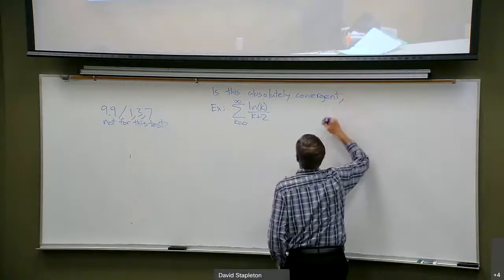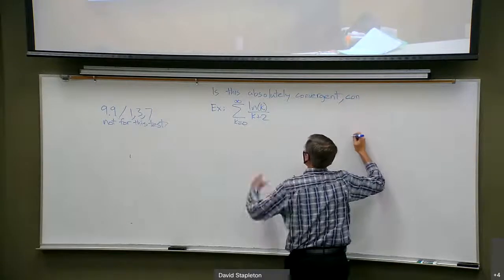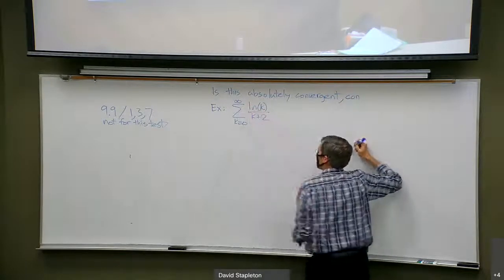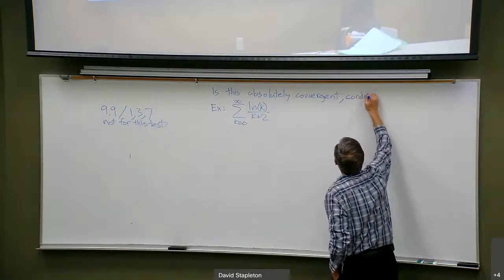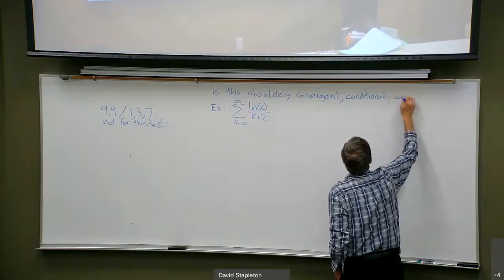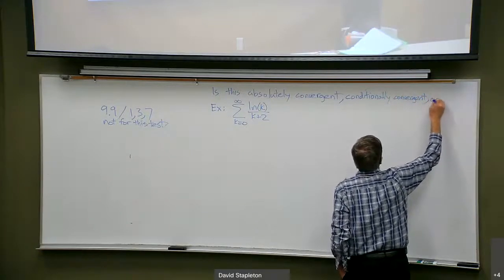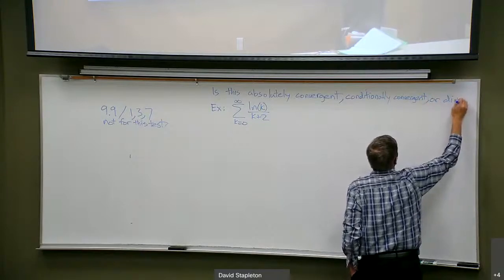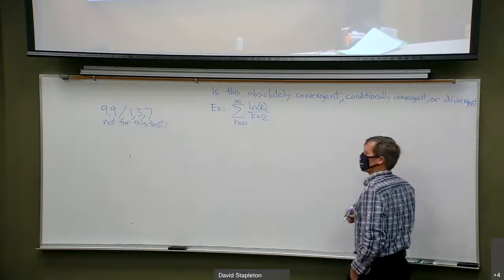Or is it convergent but not absolutely, in which case we call it conditionally convergent. That means the series converges, but if you take their absolute values, that new series doesn't converge. Or the other case that can happen is it might just diverge. It might not approach any number as you take the sum.